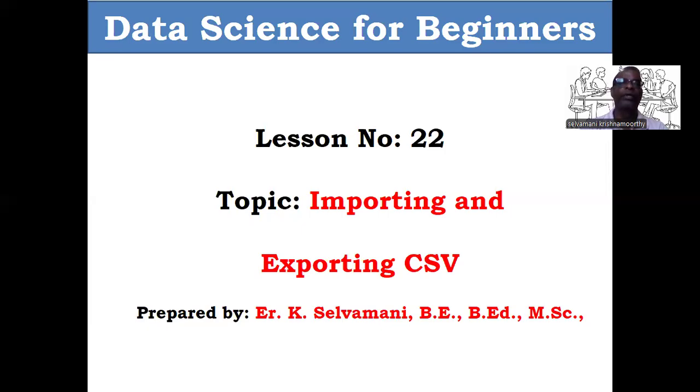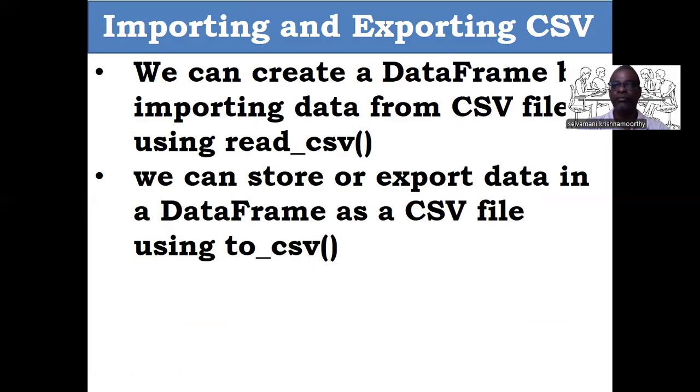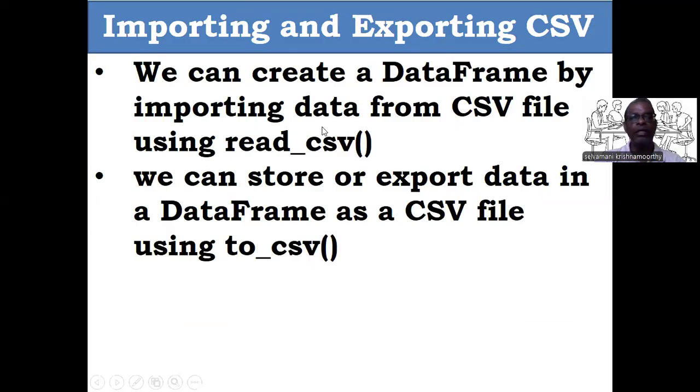Is that clear? See, we can create a data frame by importing data from a CSV file using the read_csv method. That means by using the read_csv method, we can create one data frame by using the data available in one CSV file. We can store or export data in a data frame as a CSV file by using to_csv. That means by using to_csv, we can store one CSV file with the data available in the data frame. Very simple. read_csv, to_csv.